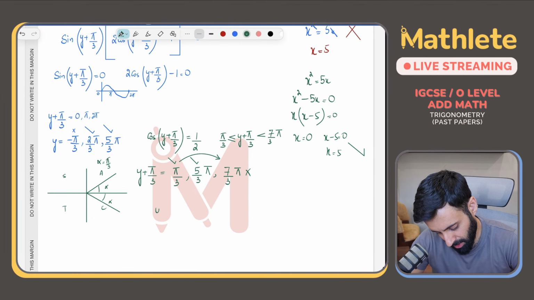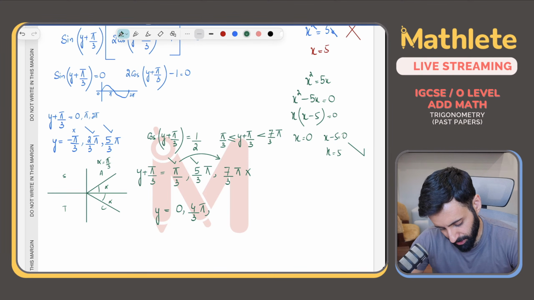So y is equal to pi upon 3 minus pi upon 3. That's equal to 0. Then 5 upon 3 pi minus pi upon 3, that's equal to 4 upon 3 pi. Then 7 upon 3 pi minus pi upon 3, so 7 minus 1 is 6, 6 pi upon 3, that's equal to 2 pi.